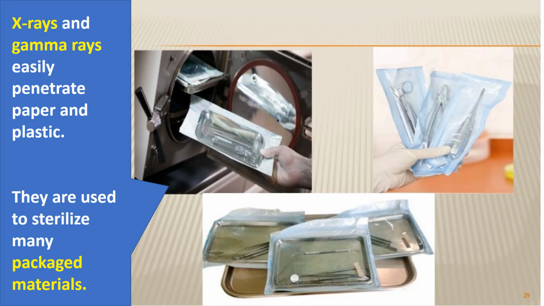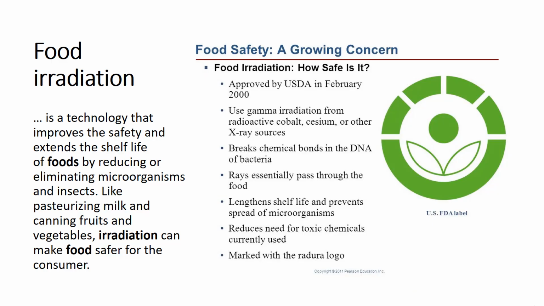And you'd wrap them in similar wrappings to what I'm showing you here, except you'd zap them with, say, UV light instead. And whatever is inside the package, if irradiated correctly, would stay sterile until that package is opened. So besides surgical or medical equipment, food is likewise irradiated. It's a technique that improves the safety and extends the shelf life of food. It eliminates microbes and insects. Like pasteurizing milk and canned foods, irradiation can make food that much safer.